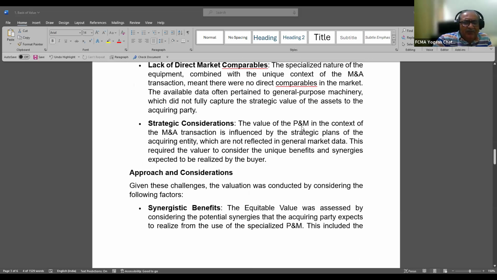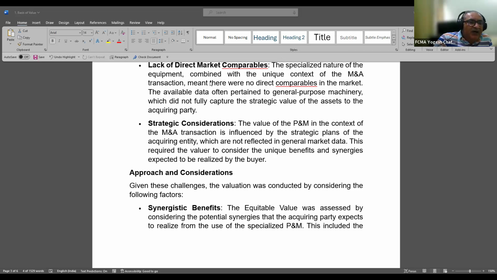Strategic consideration: the value of plant and machinery in the context of an M&A transaction is influenced by the strategic plan of the acquiring entity, which is not reflected in general market data. So when HDFC Bank acquired HDFC, that was with reference to special consideration, because HDFC Bank is already in the business of commercial banking, and HDFC company was in the business of providing finance for housing. So these two can align, their interests can align. But for other players in the market, the interest of HDFC will not align with Reliance Industries Limited. So that will have different considerations. That will have a different factor which needs to be considered in the valuation assignment.